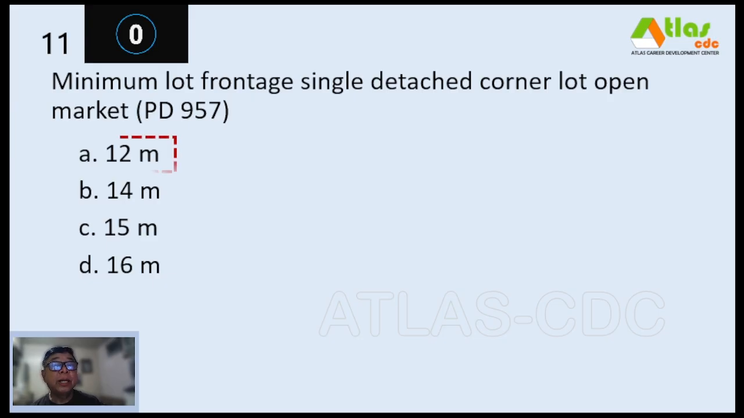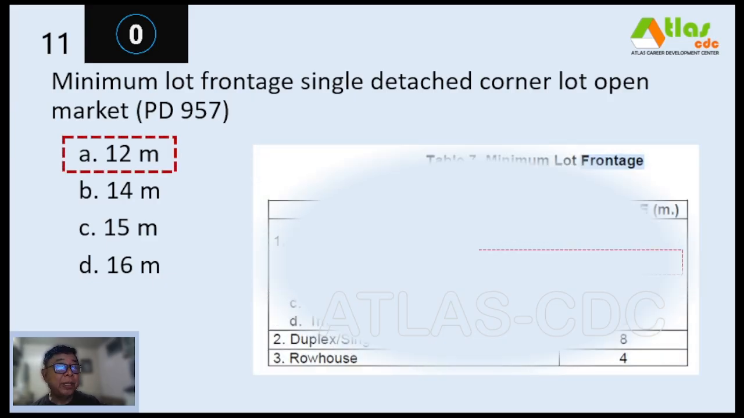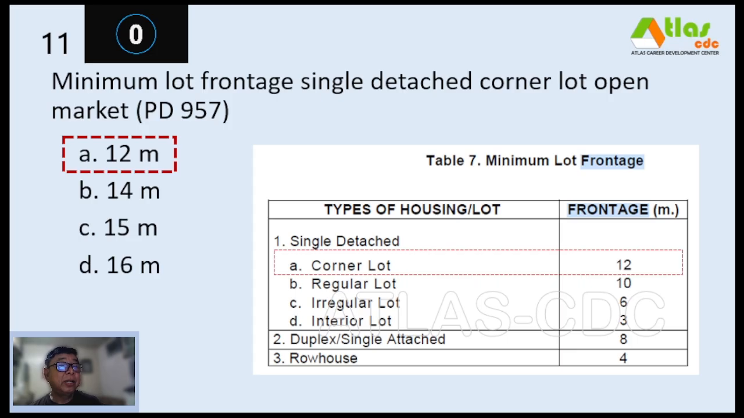And our correct answer is letter A, 12 meters. So the minimum lot frontage for corner lot single detached is 12 meters according to PD 957. While regular lot is 10 meters, irregular lot is 6, and interior lot is 3 meters. So lahat ng interior lot, no, whether BP 220, PD 957, building code, always the minimum frontage is 3 meters. Now for duplex single attached, for PD 957, minimum frontage is 8 meters and row house is 4 meters.